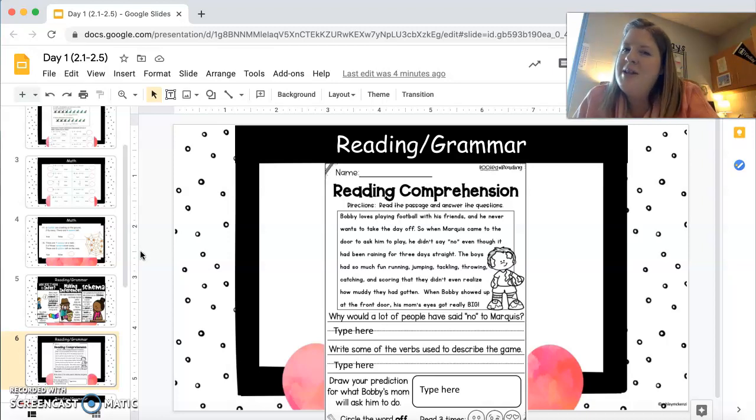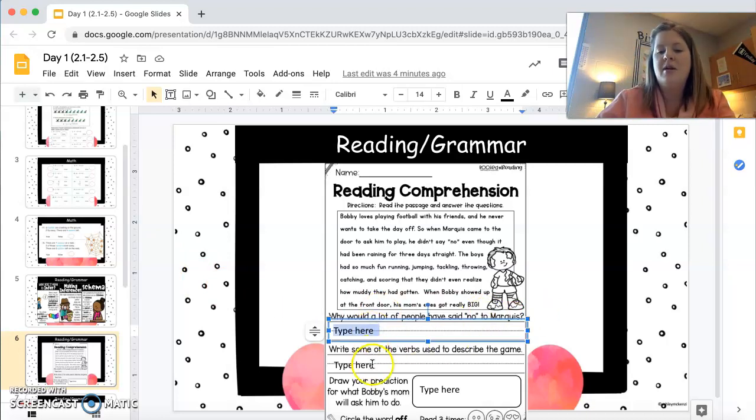We just talked about this this week. I don't know if you guys remember, but we talked about in Foundations, a mom in a story. Remember that? The big mess? We talked about a mom in the story that was really upset about a big mess. So why would a lot of people have said no to Marcus? Why would they say no to Marcus? Type your answer right here.